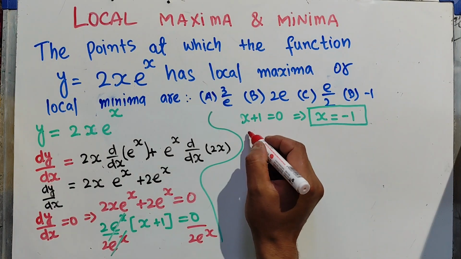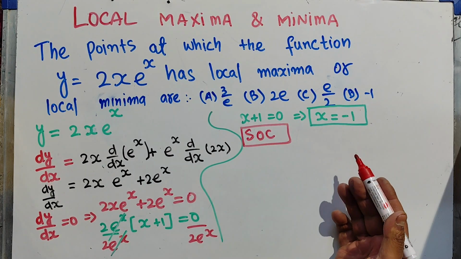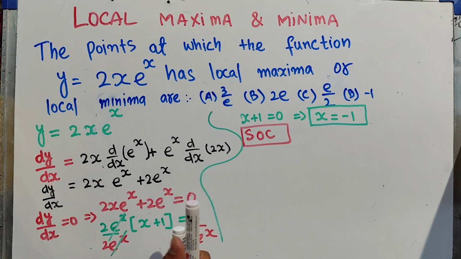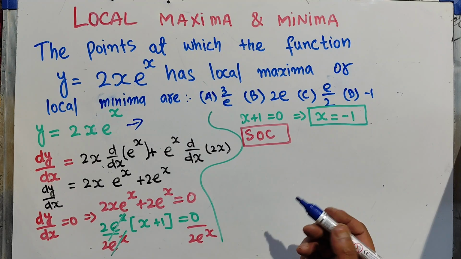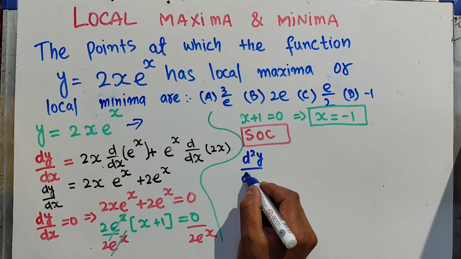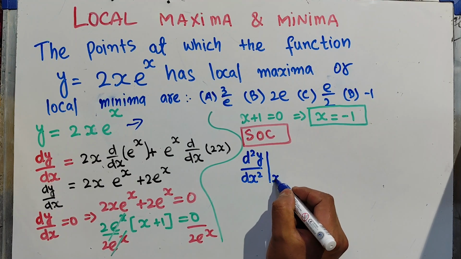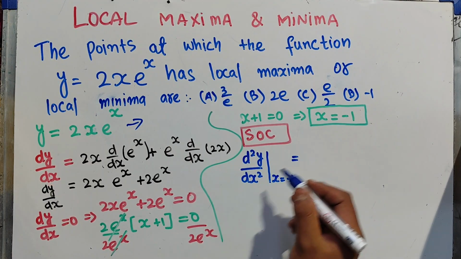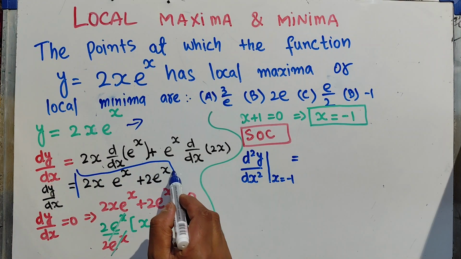Now to check whether this point is a local minima or local maxima, we need to check the second order condition. The second order condition tells us that we take the second derivative of the given function and evaluate it at the critical points. That is, we take d square y divided by dx square and evaluate it at the critical point, which is x is equal to minus 1. Let's first take the second derivative of the given function. So we have, this is the first derivative.